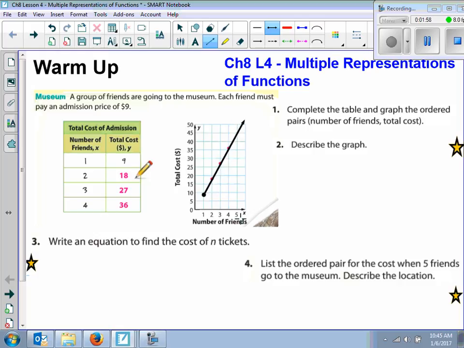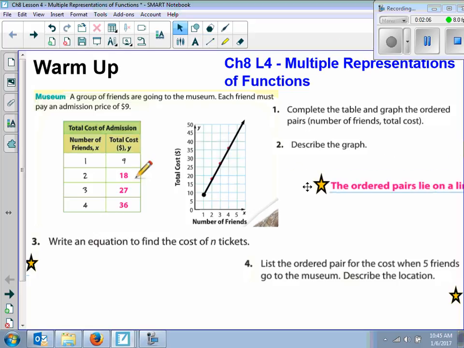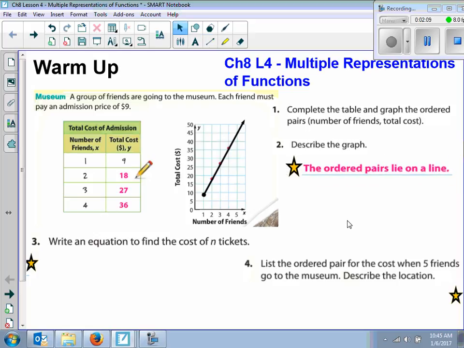Now, because it's a straight line, we call it a linear equation, linear function. Very good. So, the ordered pairs lie on a straight line, and that makes this a linear function or a linear equation. Good. Now, looking at this function table, we want to write an equation to find the total cost for n tickets. We want to write the equation.